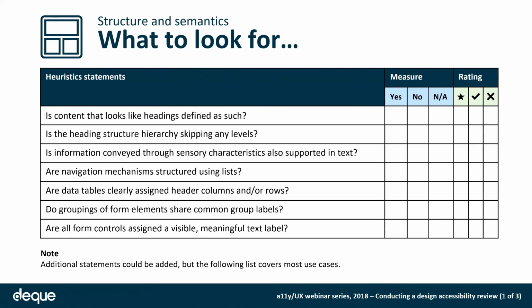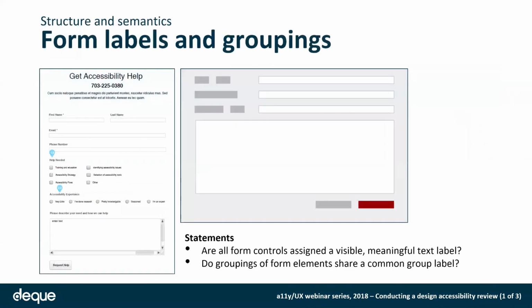So figuring out a way where the labels either remain visible, or that they at least get replaced by something through placeholder text if they disappear. And the first example I wanted to cover with that was this idea that form controls have a visible, meaningful text label, and also the groupings.